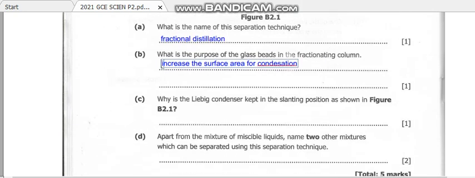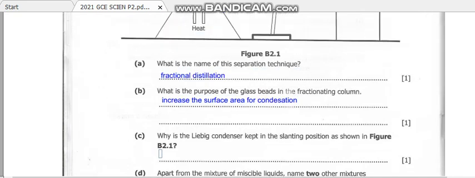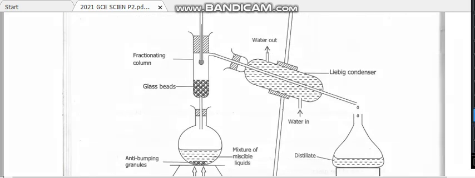Okay, that we come to see, we're saying why is the Liebig condenser kept in the slanting position as shown in the figure above? So why is the Liebig condenser kept in the slanting position? The slanting position that we are talking about is this position here. This position here, it is slanting.